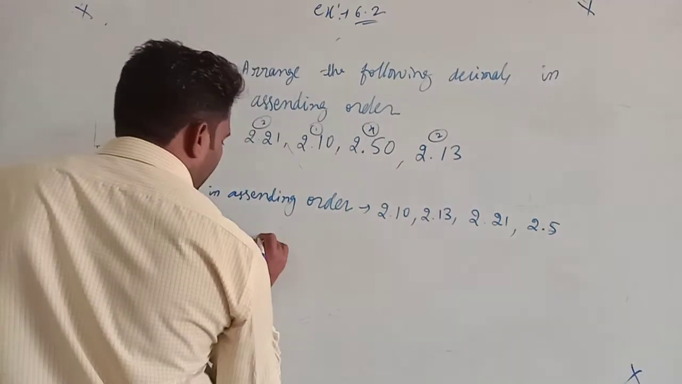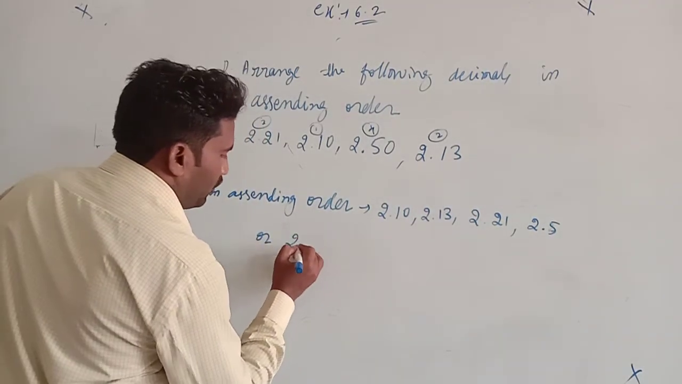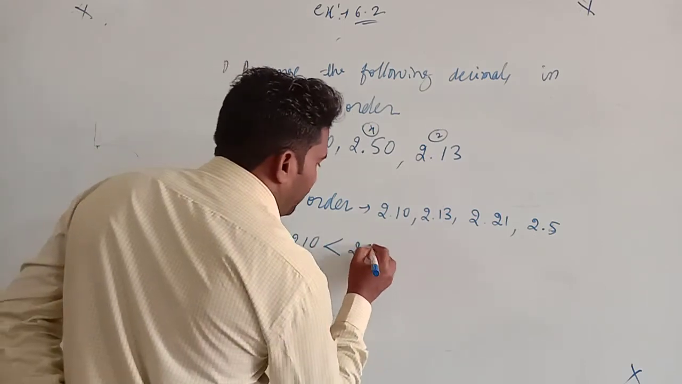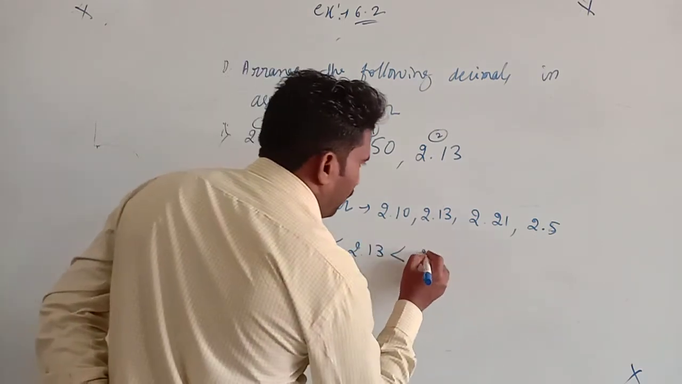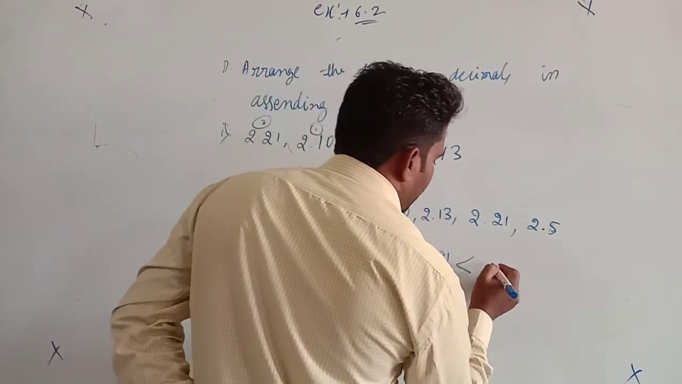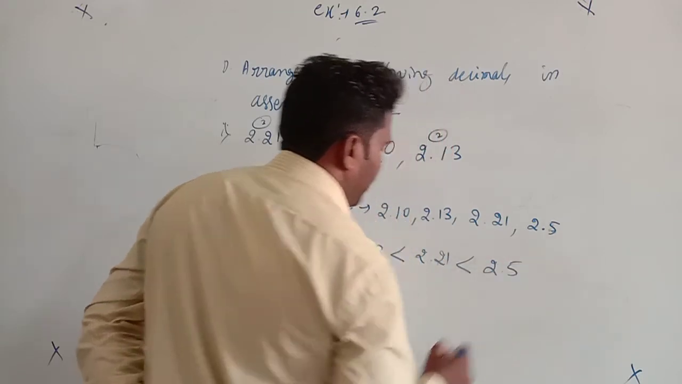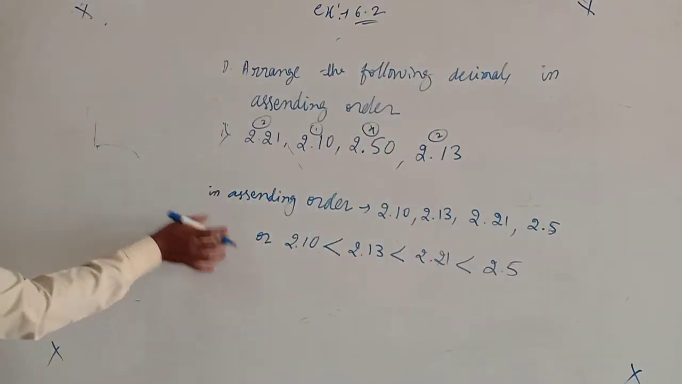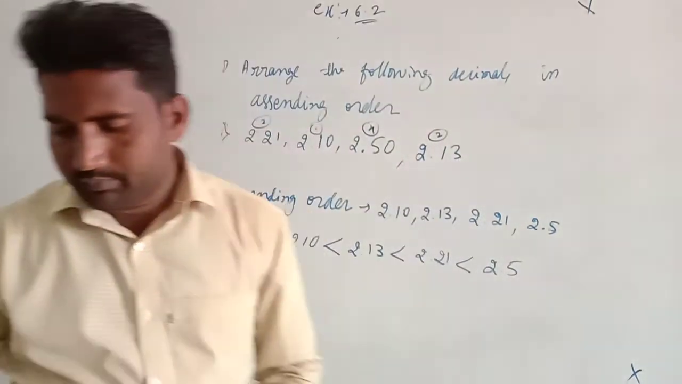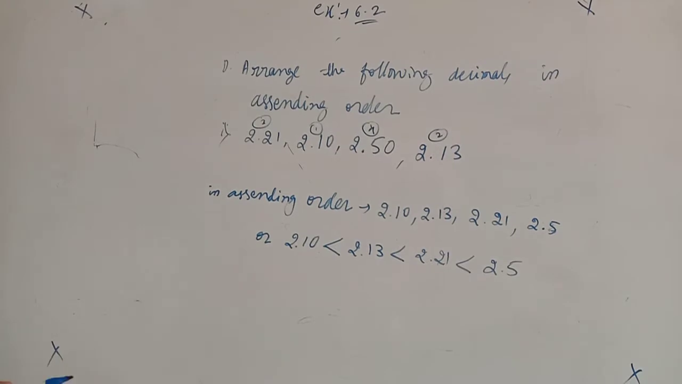Or we can write it like this also: 2.10 is less than 2.13 is less than 2.21 is less than 2.50. Okay, we can write either this one or this one. Both are in the form of ascending order. Okay, so the second one is 4.82, 5.62, 4.3, 5.66.